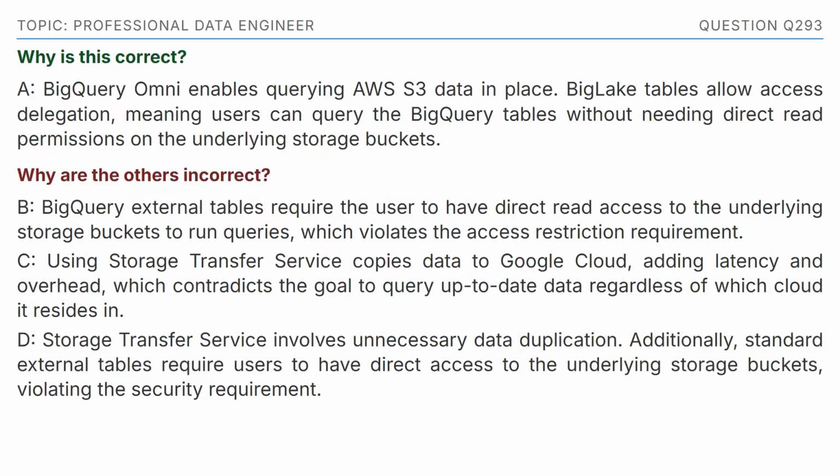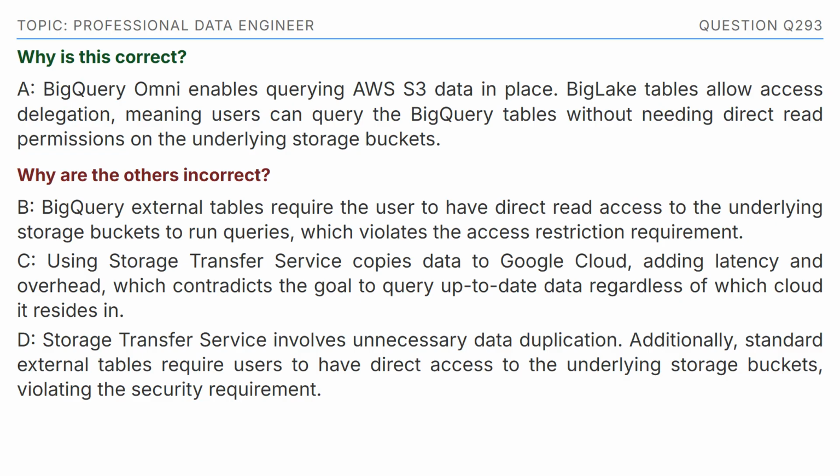Why is this correct? A. BigQuery Omni enables querying AWS S3 data in place. BigLake tables allow access delegation, meaning users can query the BigQuery tables without needing direct read permissions on the underlying storage buckets. Why are the others incorrect?